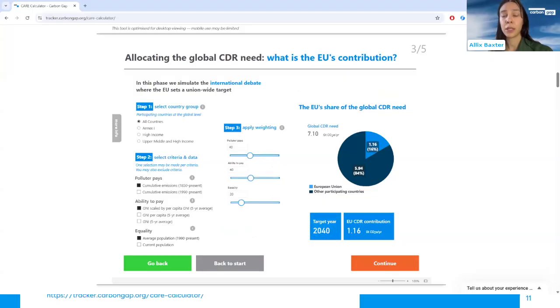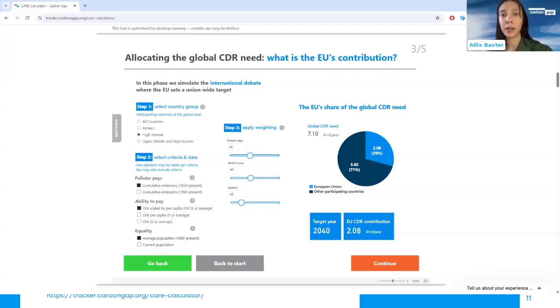And so with this page, we're simulating the international debate. So how should we allocate this global CDR effort that we just selected amongst countries worldwide? And then we'll end up with what the EU's contribution should be. So first, it's time for another poll. We will select which countries we think should participate in these efforts. So the options are all countries, Annex 1, high income, or upper middle and high income. So please select who you think should be responsible for CDR.